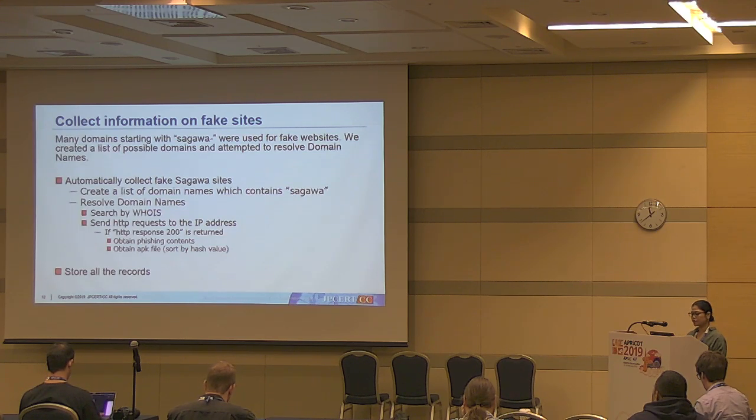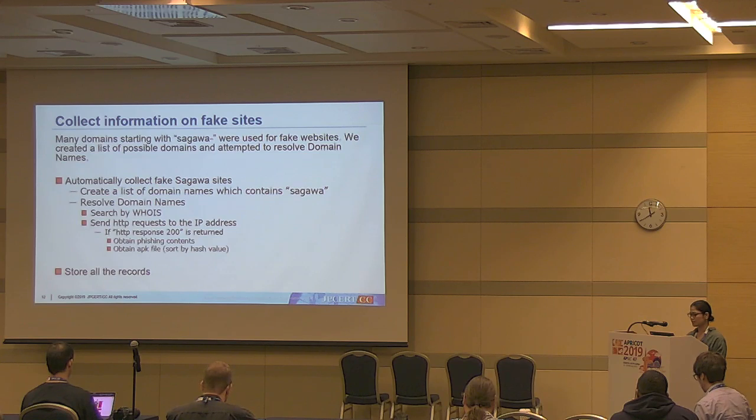JPCERT just started to collect the information to understand what is going on around the Sagawa Express. Since most of the reports say that the fake domains start with Sagawa dash, we thought we would be able to make a possible domain name list and search through it by FQDNs to identify if the domain name is resolvable and what IP address is actually associated with it. And so we run the list once a day, every day.